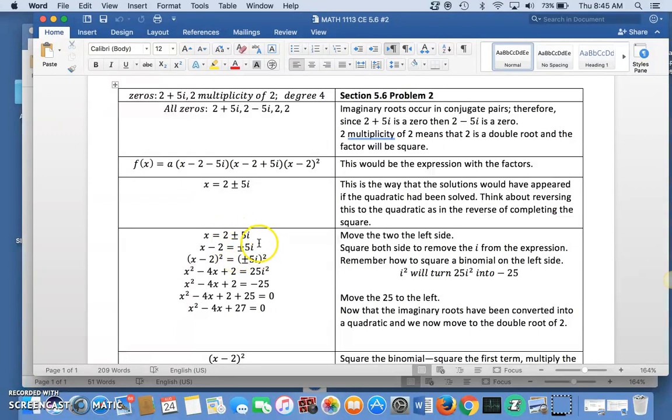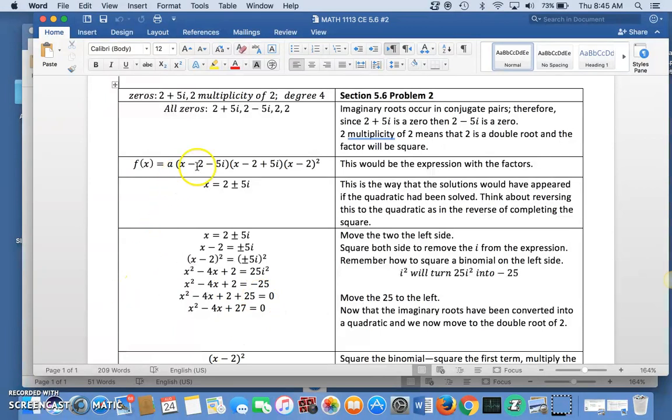You want to get rid of the i, so in order to do that, you're going to square both sides. We square the first term, we multiply them together, double it, that's where the negative 4x comes from, and then we square the last term, 2, and this becomes 25i squared. As we've learned previously, i squared is negative 1, so it turns the 25i squared into a negative 25. Move the 25 over, combine your terms, and this is what you have. x squared minus 4x plus 27 equals 0.